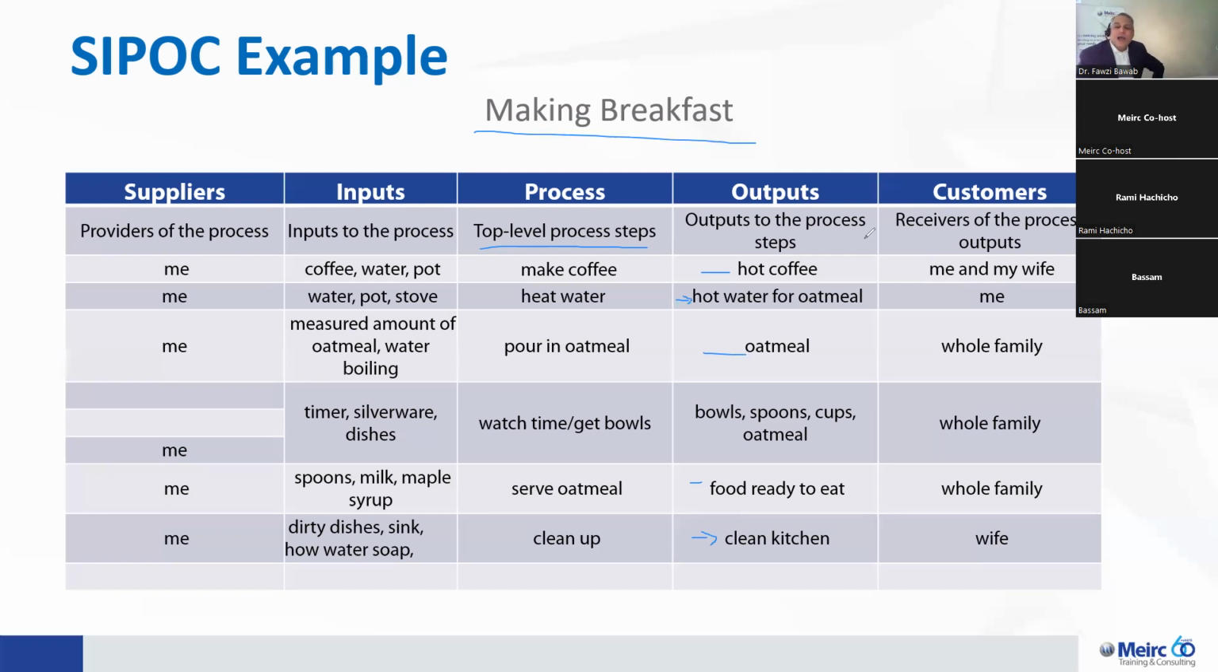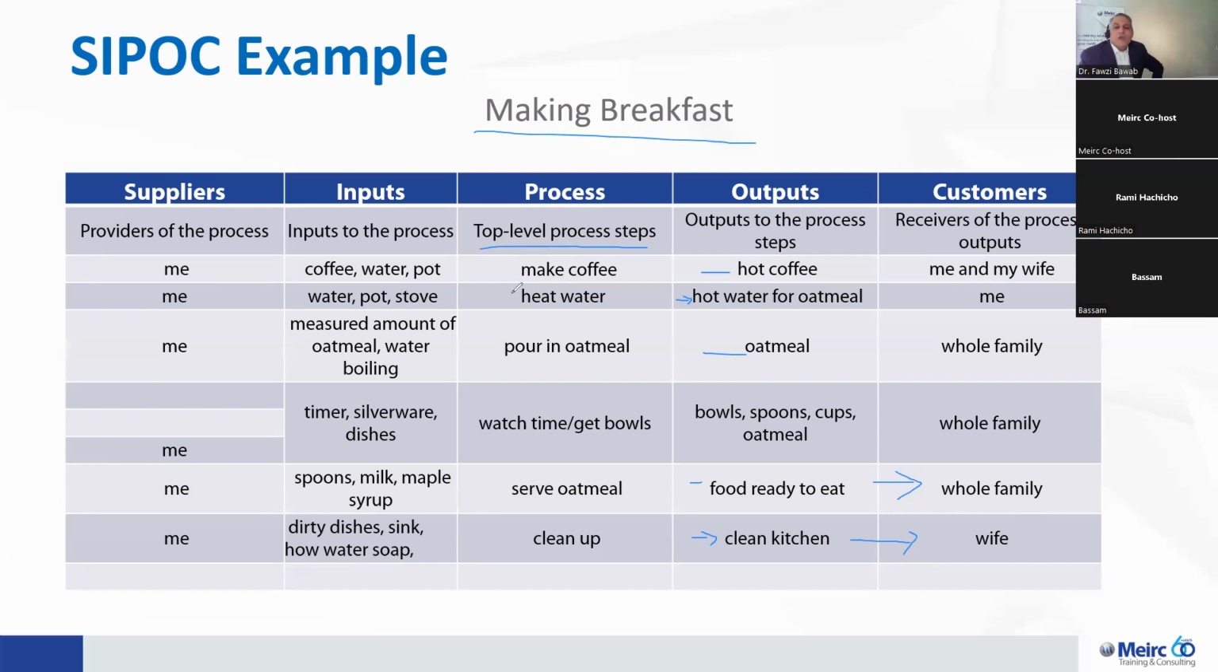So you can see the wife, the husband, the whole family is involved, and the whole family is getting food ready to eat. Unfortunately, maybe it should be the husband cleaning the kitchen, but they put the wife. Now we go back and then we have the listing.